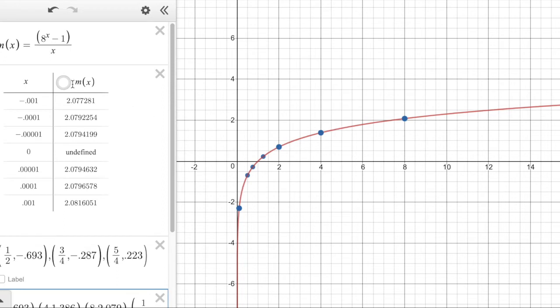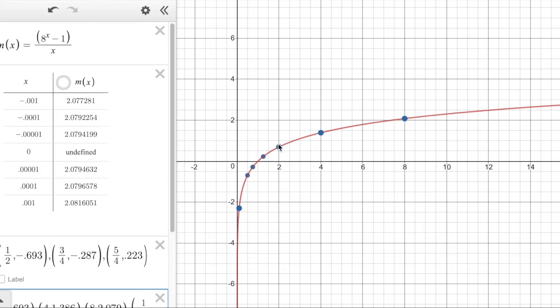So what that means is that I found out that my derivative of an exponential function was b to the x times m of x. Well, we just found out that m of x is actually the natural log of b. So our real derivative then is basically b to the x times the natural log of b.